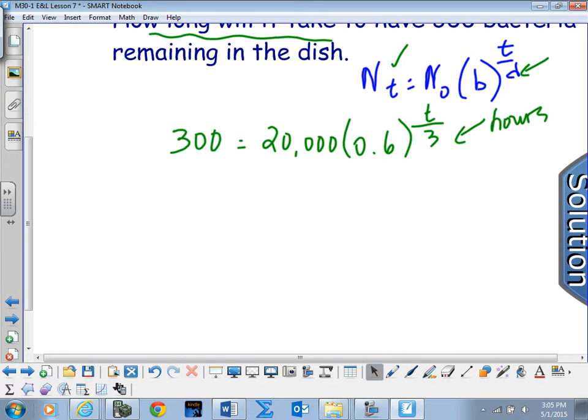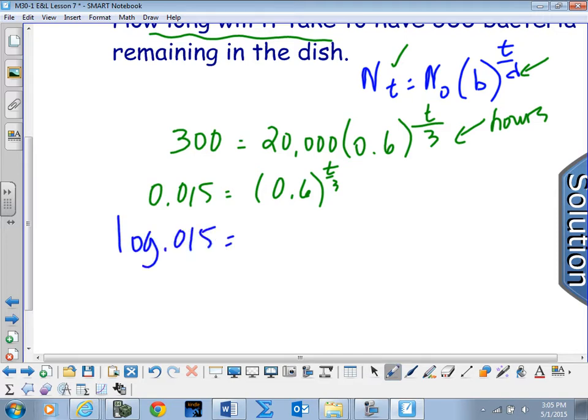To make it a little easier, what I usually do is divide the NT and the NO. So I'm going to go 300 divided by 20,000. And I'm getting 0.015. When I put a log in front, then I don't have to worry about separating it into more than one log on the right side. I like working with it this way. Log of both sides, move the exponent to the front.